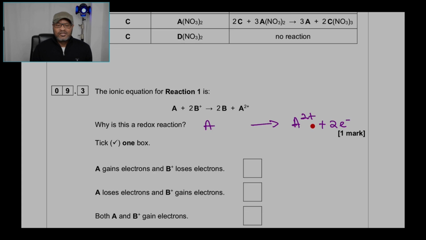A is losing electrons to become A2+. That's oxidation of A. A has been oxidized from 0 to 2+. And B2+ is gaining the 2 electrons, because B only needs 1 electron to become B+. But we have 2 B's, so we need 2 electrons to compensate for the 2 B's, and that's 2B0. The B+ is gaining the electron to become B.